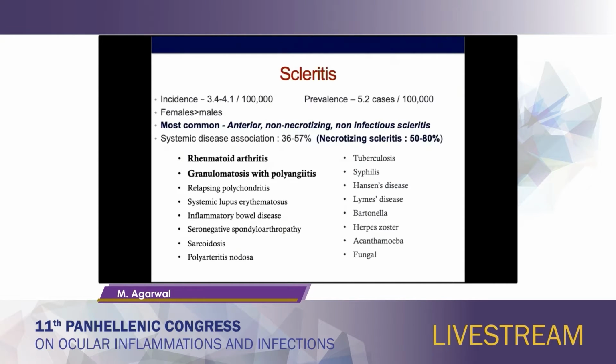It is most commonly associated with systemic disease like rheumatoid arthritis, granulomatosis with polyangiitis, relapsing polychondritis, systemic lupus erythematosus, and a few others. Infections like tuberculosis, syphilis, Hansen's, zoster, fungal infections can also present as infectious scleritis.